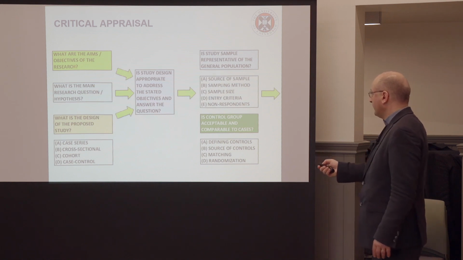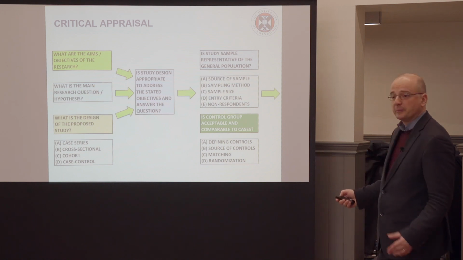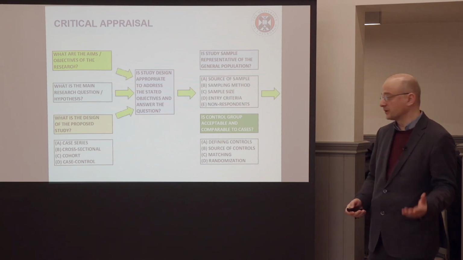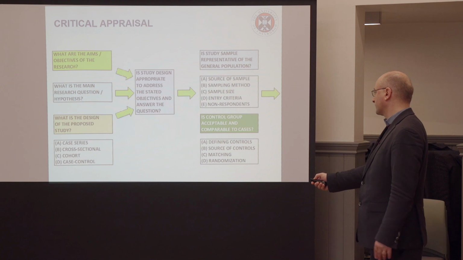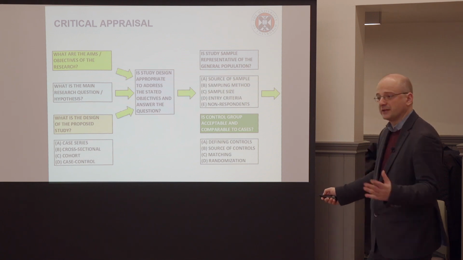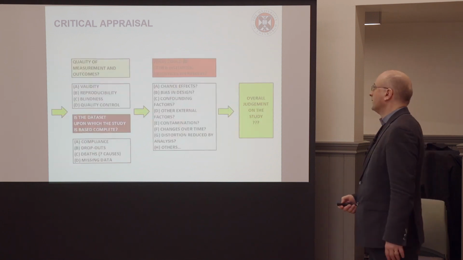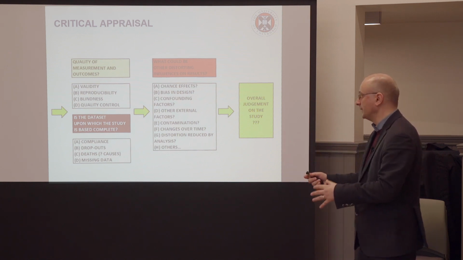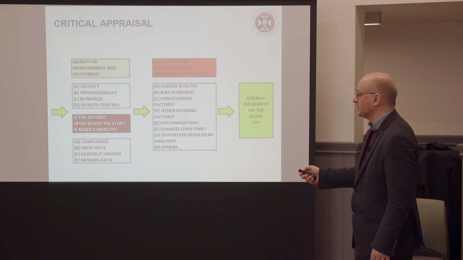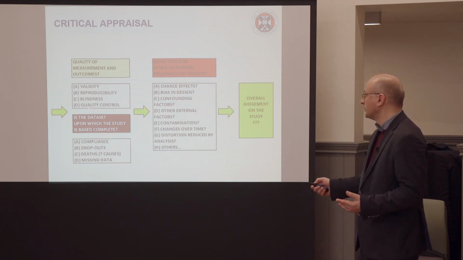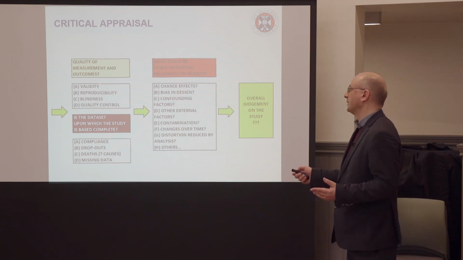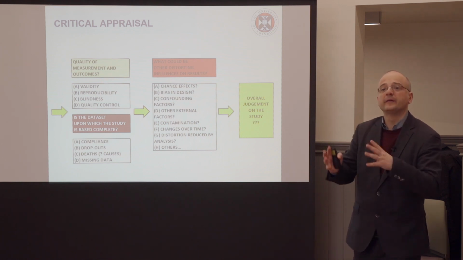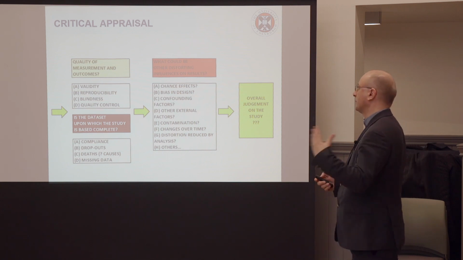Then, is the control group acceptable and comparable to cases? If this is a case control study, please think carefully about the control group. How did you define controls? What is the source? How did you do the matching? How did you randomize? Then, once you define the people you're studying, what is the quality of all the measurements and all the outcomes? What is the validity, reproducibility, blindness, quality control, everything that's related to the information that you generated that could somehow affect it?